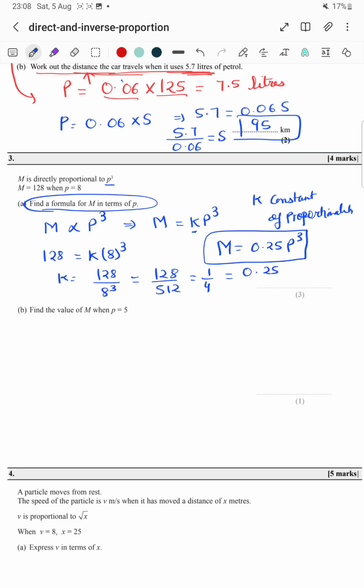Then the next question is, we have to find the value of M when P is 5. So M we have to find out, and M is 0.25 P cubed. So it is 0.25 times 5 cubed. So it is 0.25 times 125. It is going to be 31.25. So I will say the answer is 31.25.